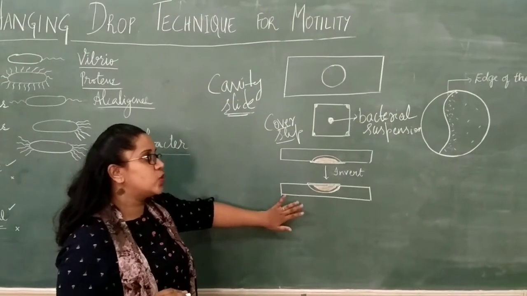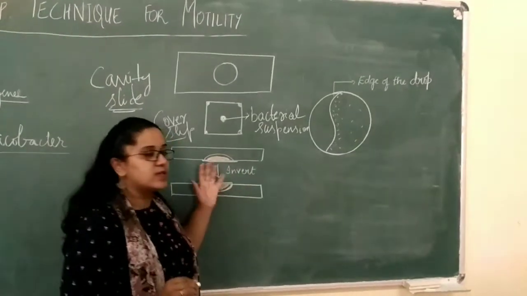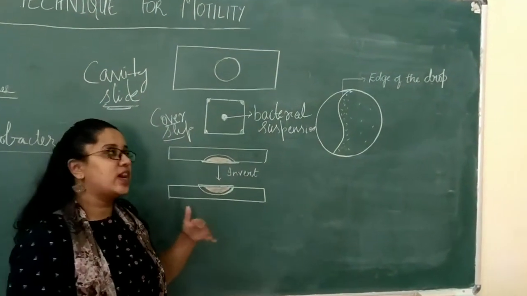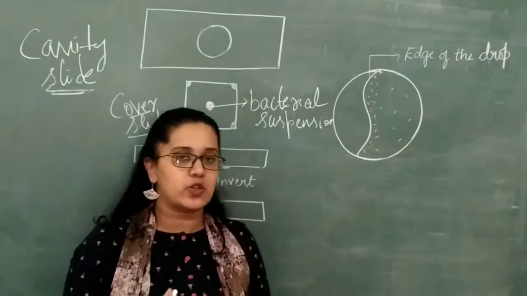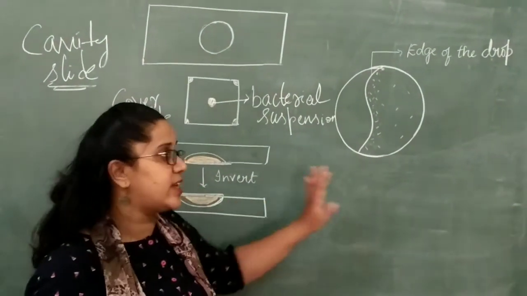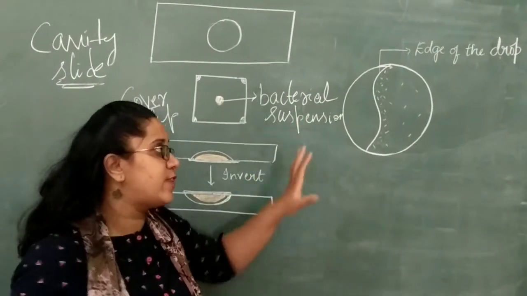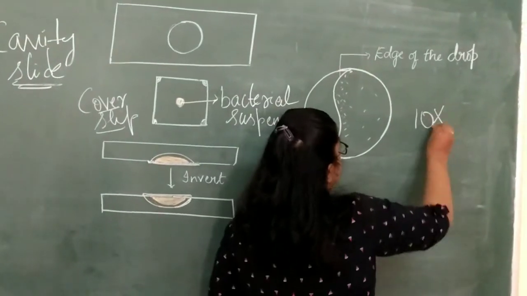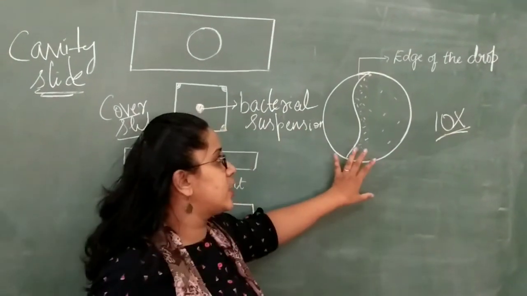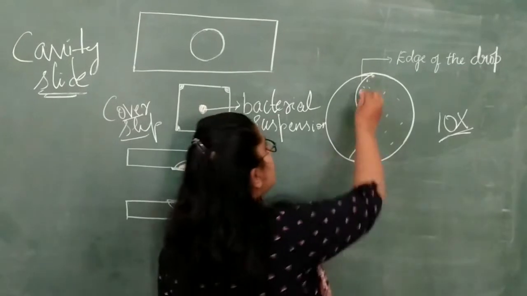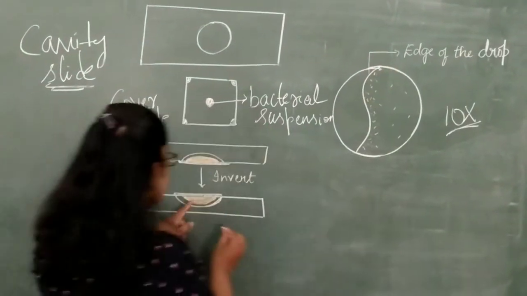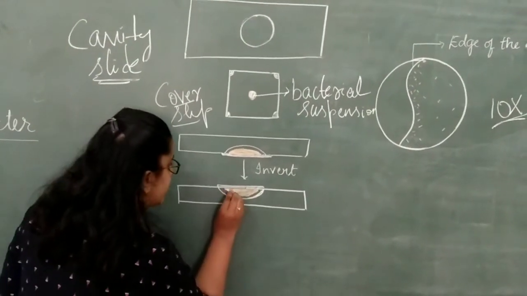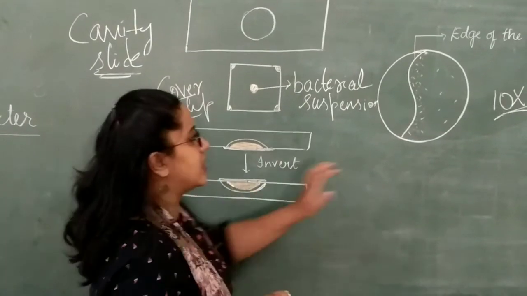So once this is done, you will have to focus the slide under a microscope. As you all know, when you focus any microscopic slide, the first thing is to get the field at the 10x. So here, when I say that you have to focus the field, it means you have to focus the edge of the drop. You've seen this drop there, right? So the edge of the drop has to be focused at the 10x.